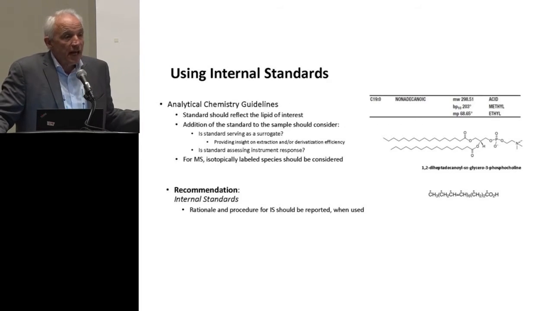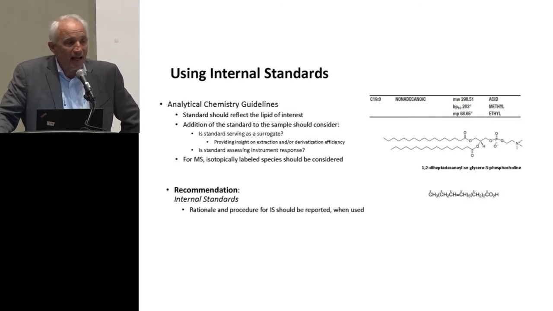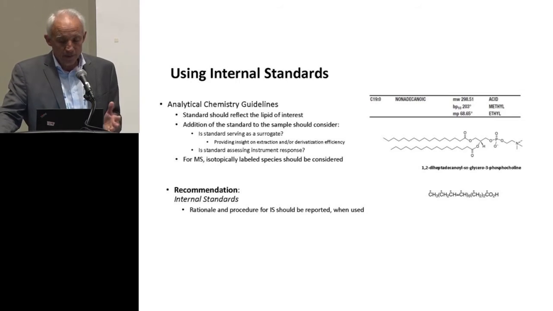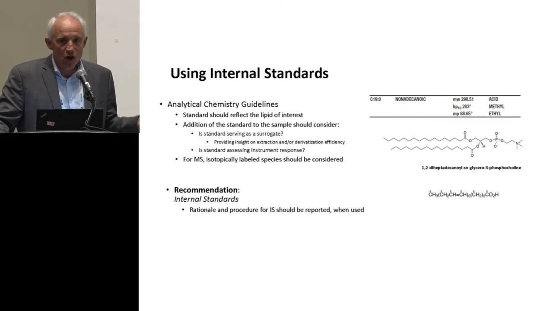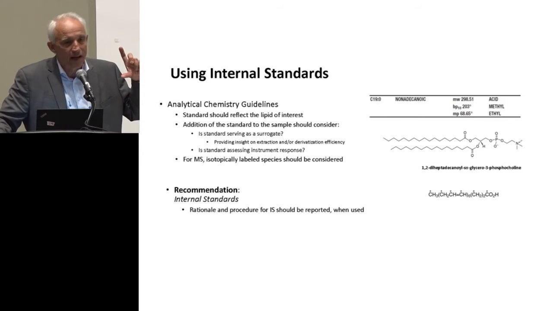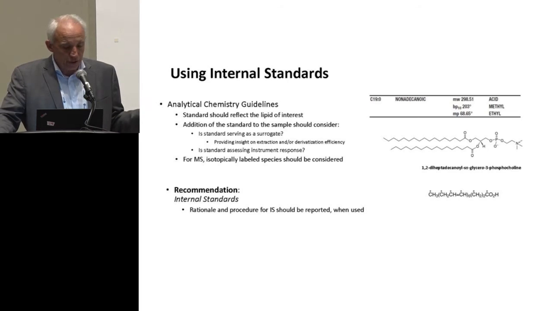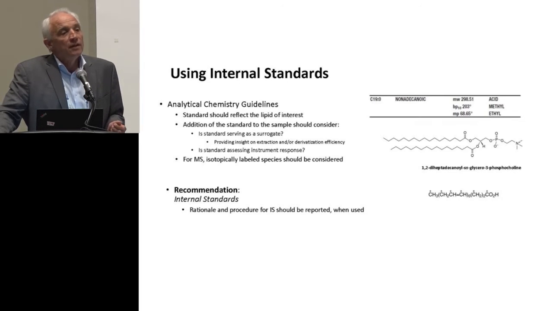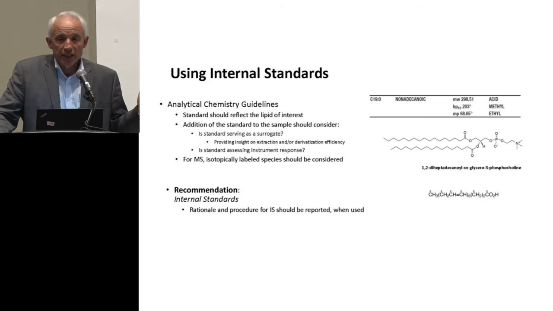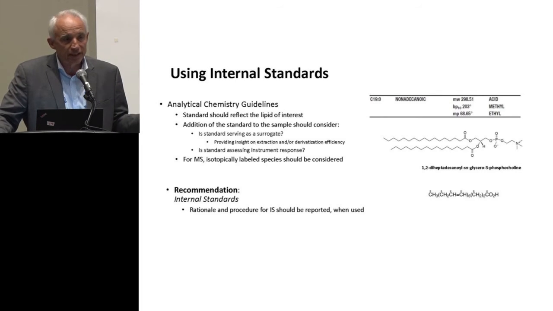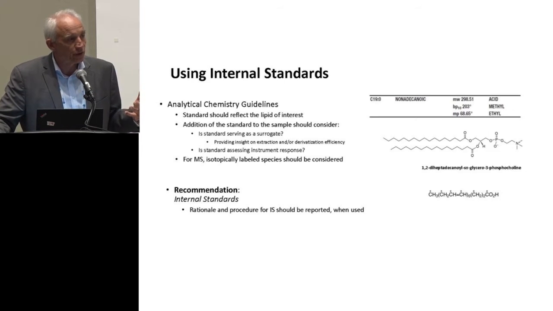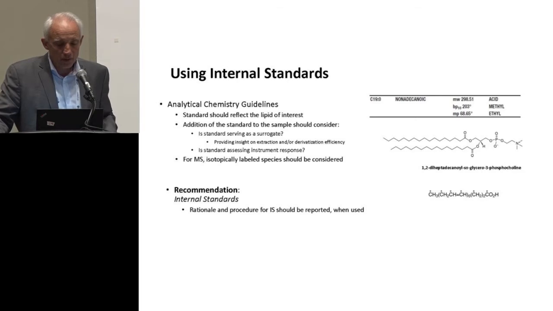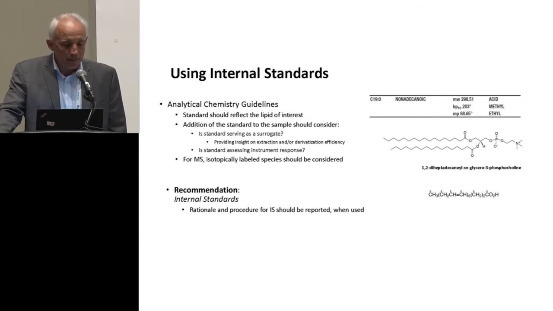Internal standards. Again, analytical chemistry guidelines are to be used here. The standard has to reflect the lipid of interest. So a fatty acid, for instance, that is not commonly found, that is provided at an equivalent concentration as you expect. You may wish to have multiple standards as well. You may wish to put in a standard before you do the extraction, and then have a second standard at the point where you introduce it into the GC. That way you can parse out what your efficiency is of your extraction methylation step and still have a quantification of peaks accurately. So the recommendation here is that the rationale and procedure for the internal standards should be reported when it is used.